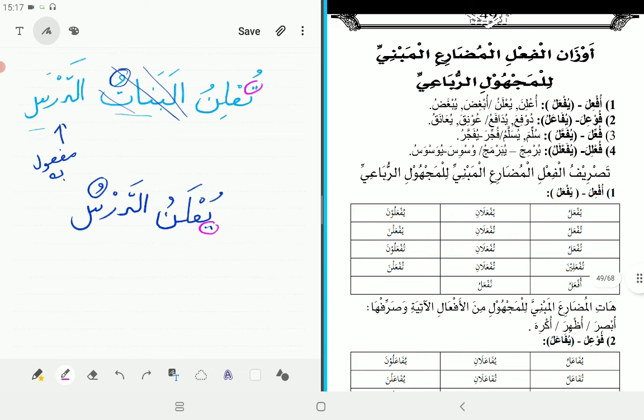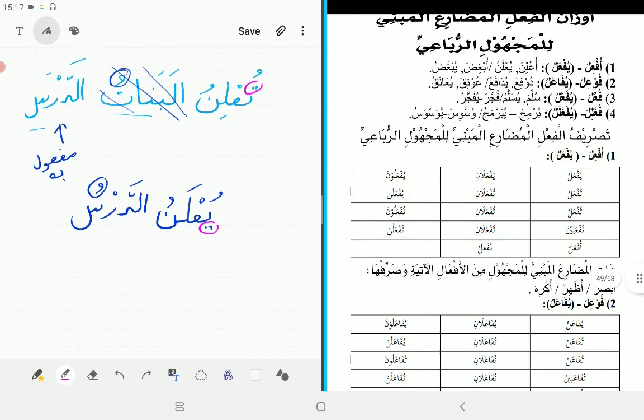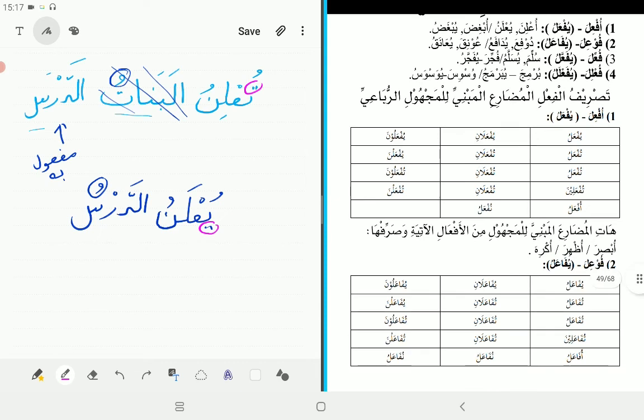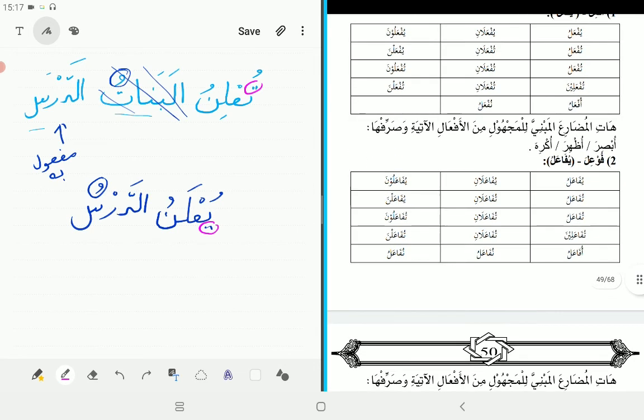So he gives us a number of verbs. تفضل, do the تصريف for us of أبصر. يبصر, تفضل. يبصران, يبصرون, تبصر, تبصران, يبصرن, تبصر, تبصران, تبصرون, تبصرين, تبصران, تبصرن, تبصر, يبصر. جميل. Let's go to the following scale.